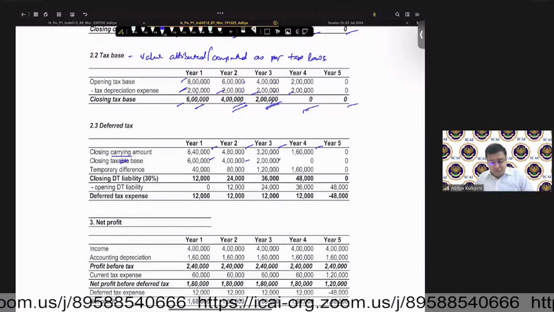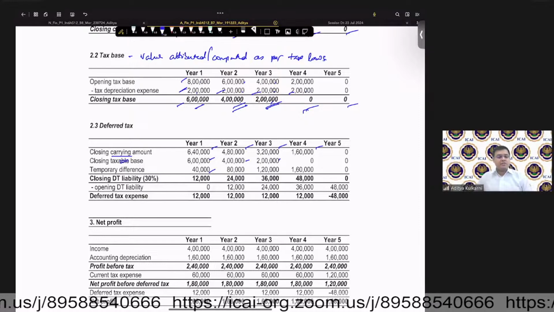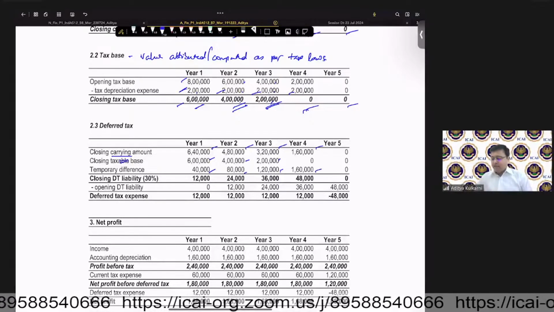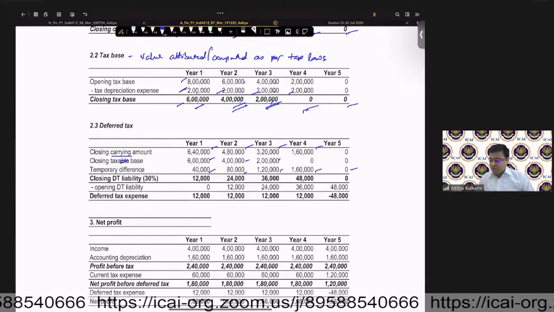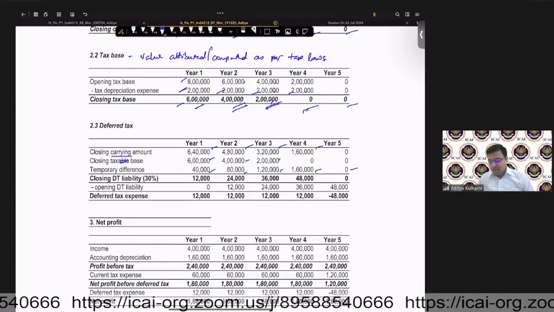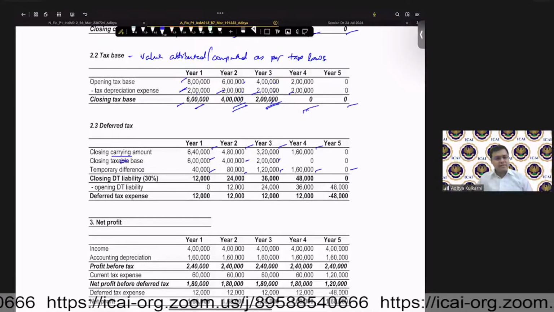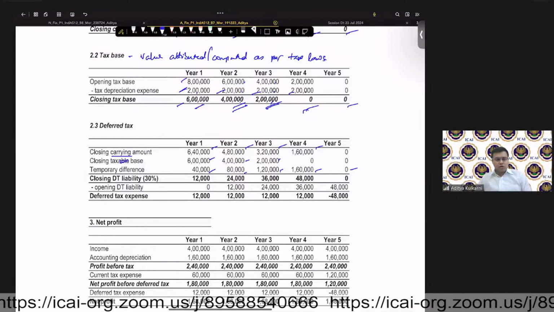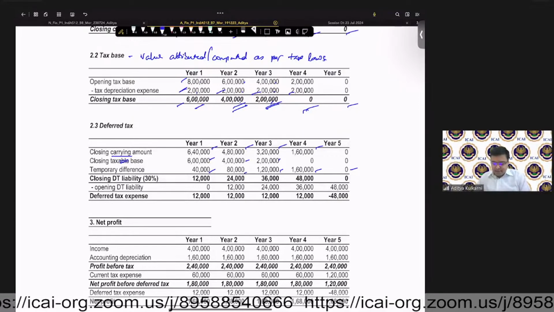So what is the difference? First year, the difference is 40,000. Then it is 80. Then it is 120. And finally, it is 160 before it comes to 0. Are we okay with this? Any doubts? No doubts? Let's move ahead.